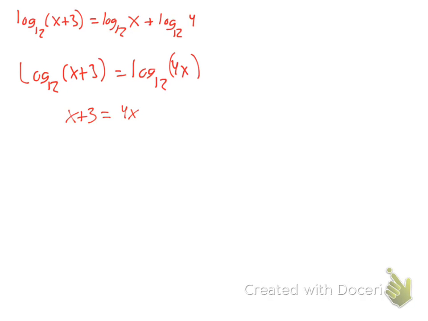To solve this, again, this is where people are making mistakes. What does it mean to subtract x? It's minus 1x. And 4 minus 1 is 3, and then divide both sides by 3. x equals 1. And of course, you're going to do what with that answer? Check it. Make sure you check. Check, check, check.